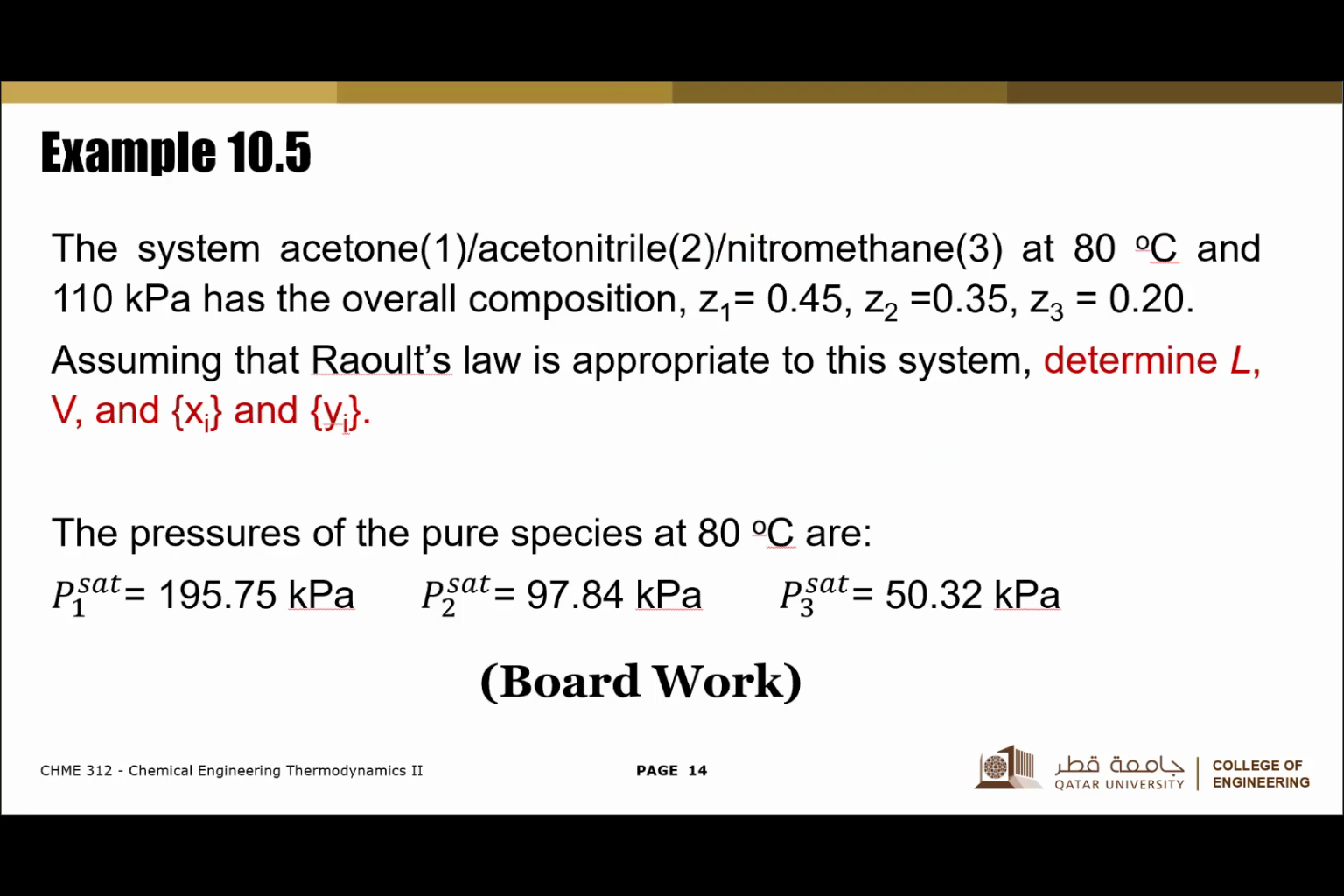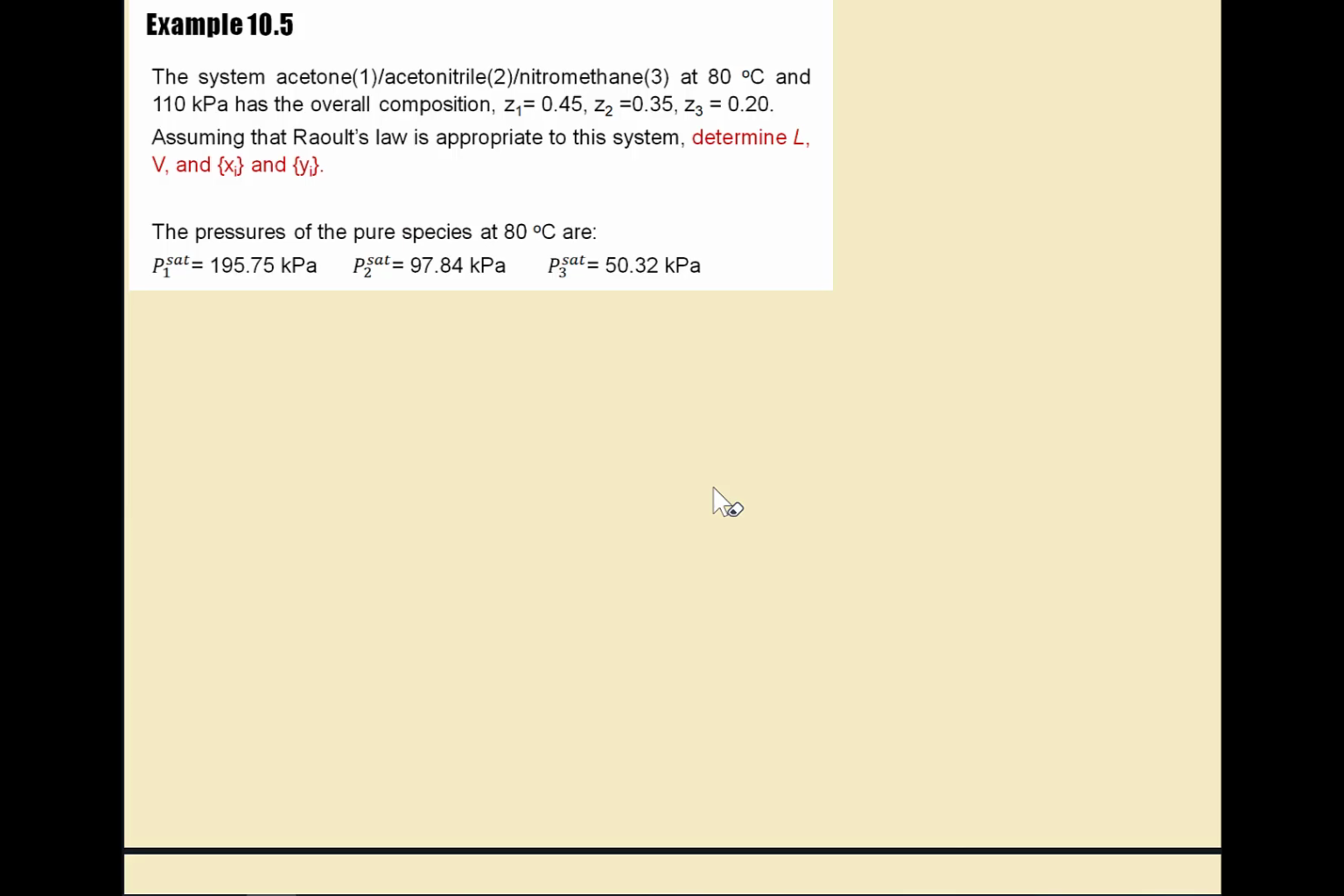So I'm going to move to the drawboard here and start writing. In this system, we have 3 components: acetone, acetonitrile, and nitromethane. Temperature is given as 80 degrees Celsius, and the pressure is 110 kilopascals. The overall composition, meaning liquid with vapor if it was 2-phase, or if it was all 1-phase, it doesn't matter, is 0.45 component 1, 0.35 component 2, and 0.2 component 3.